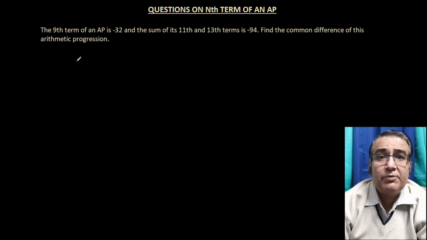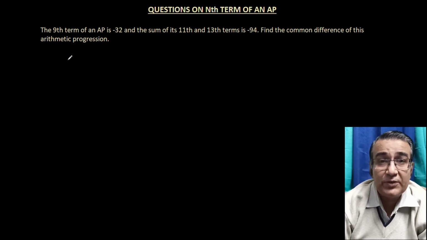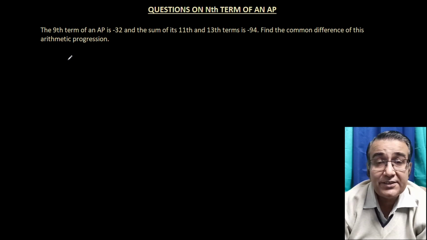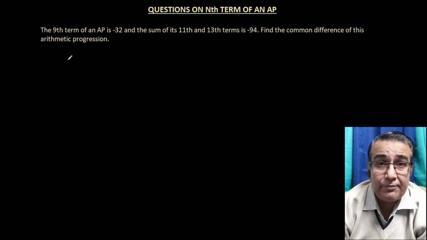Okay, so let's come to question number 5. Question number 5 says that the ninth term of a sequence is -32, and the sum of the 11th and the 13th terms is 94, and we have to find the common difference of the sequence.